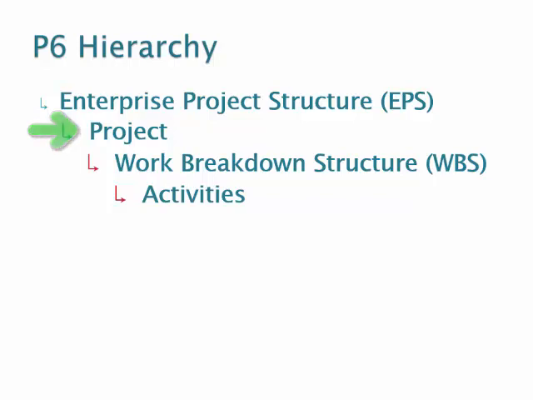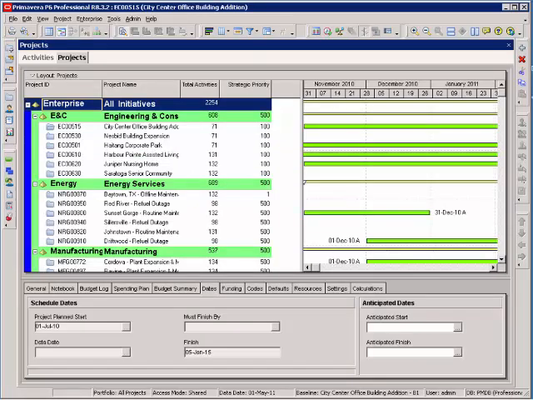The next level of hierarchy is the work breakdown structure. And then within the work breakdown structure are the individual activities for your schedule. Let's take a look at how that works in P6.